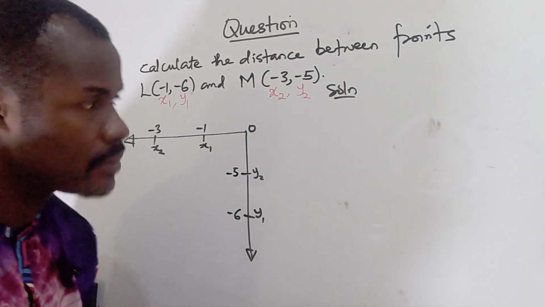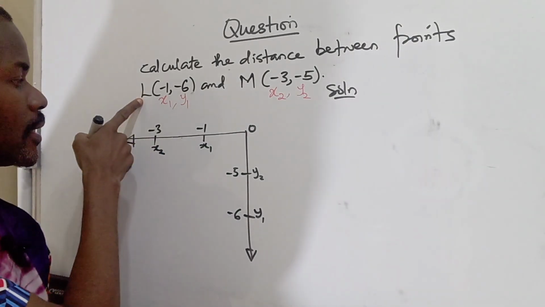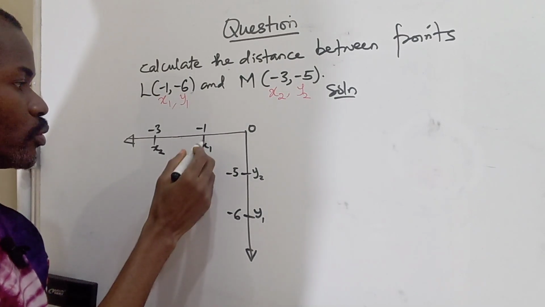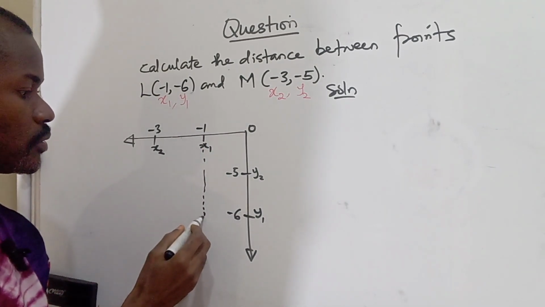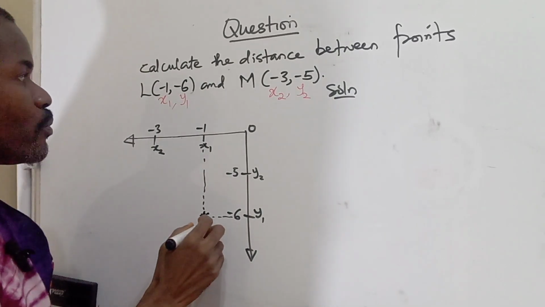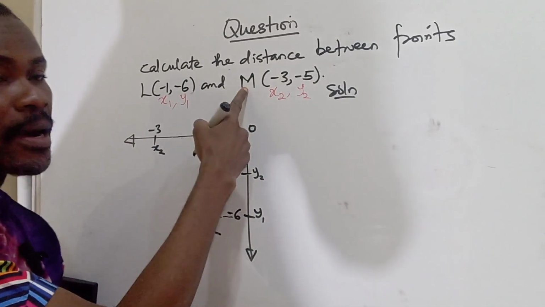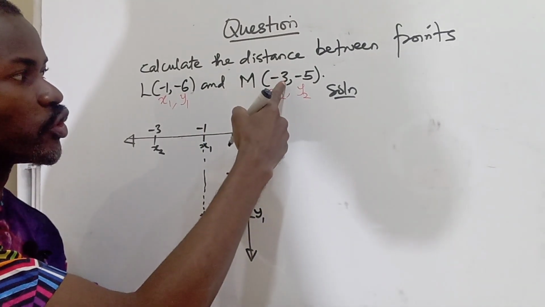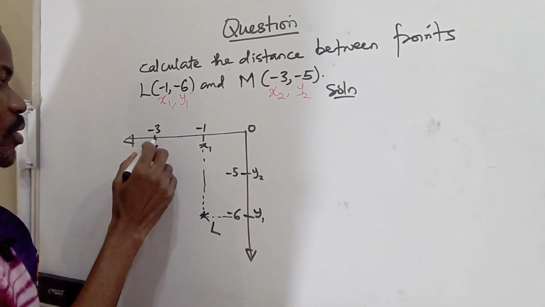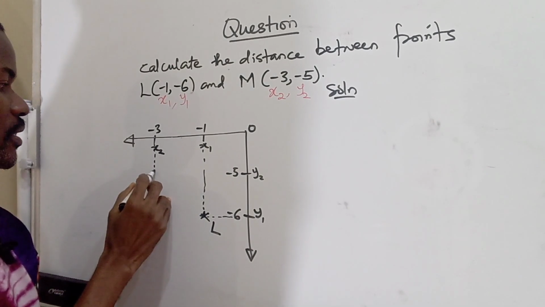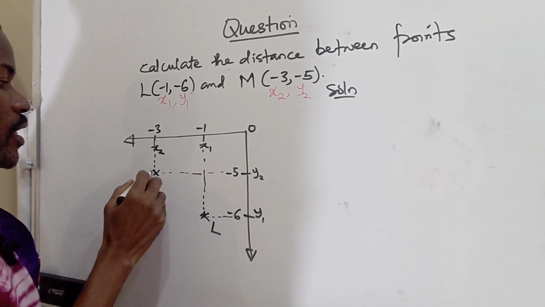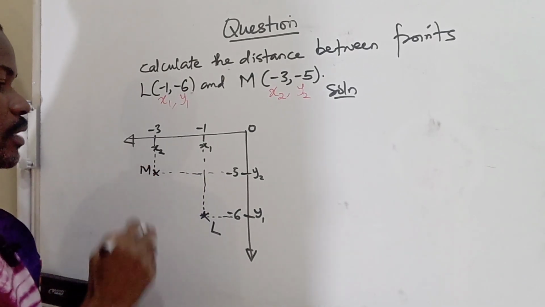Now representing it, for point L, I have -1 to -6, so we are going to project -1 down to -6. So somewhere here we have this point L. Now what about point M? -3 will project down to what? -5. So I have -3 here down to -5. Somewhere here. So this is point M.